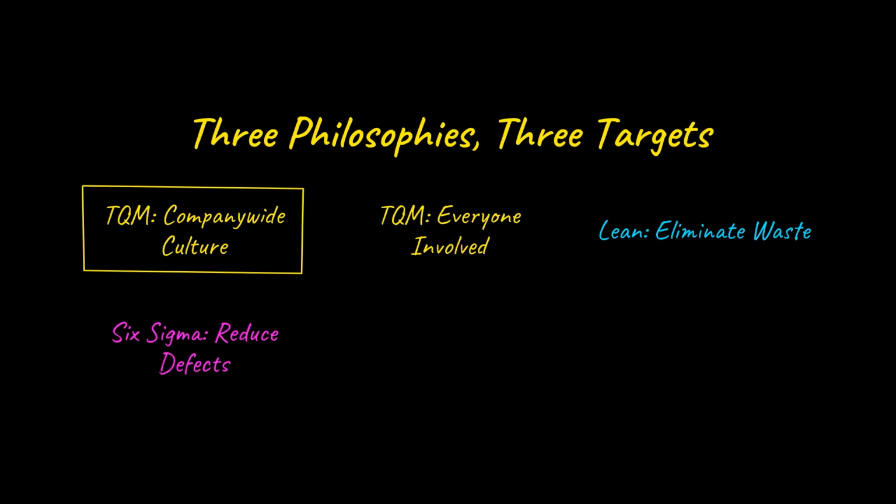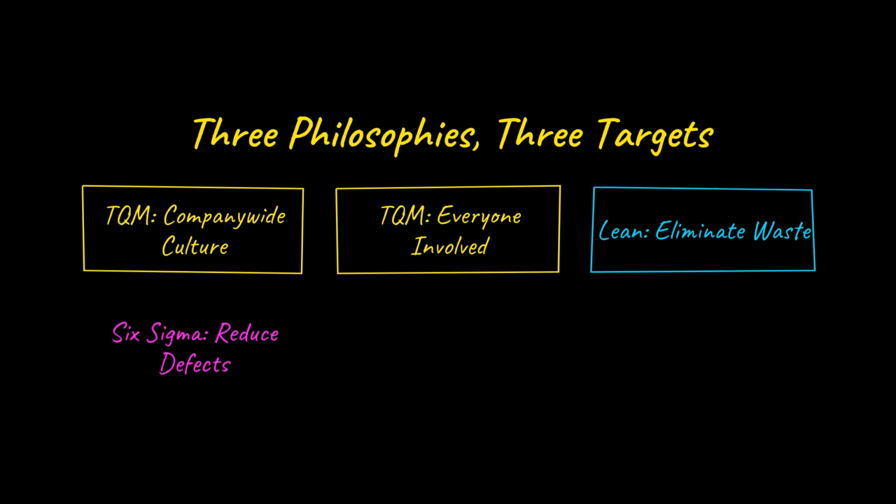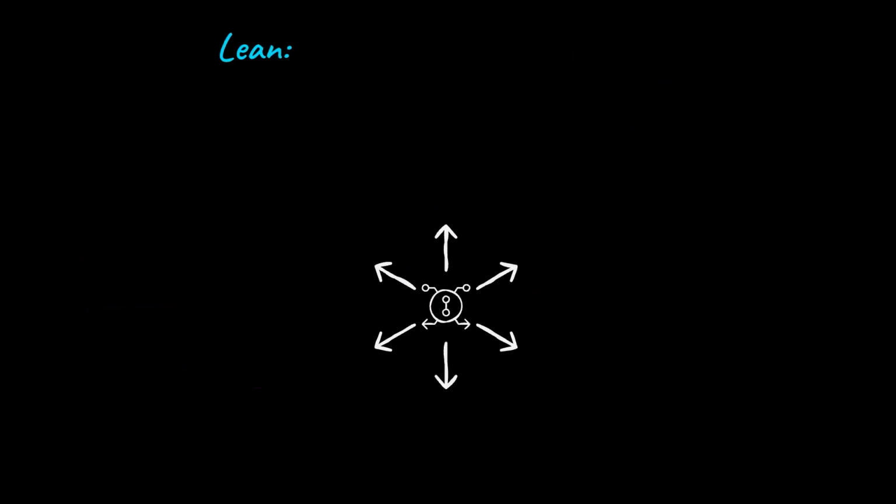Quality is everyone's responsibility, pursued continuously across every department. Lean has a sharper focus, hunting down every step that doesn't add value for the customer and removing it. Six Sigma targets defects and variation, using data and statistical analysis to drive error rates toward near zero.